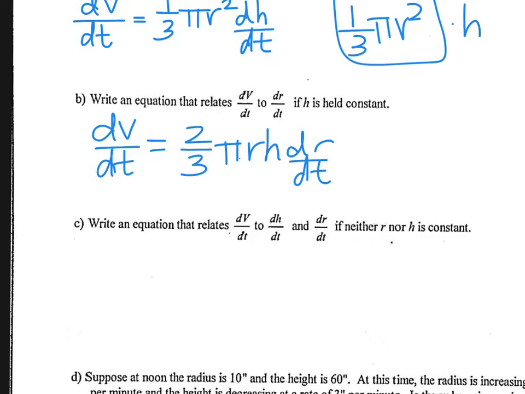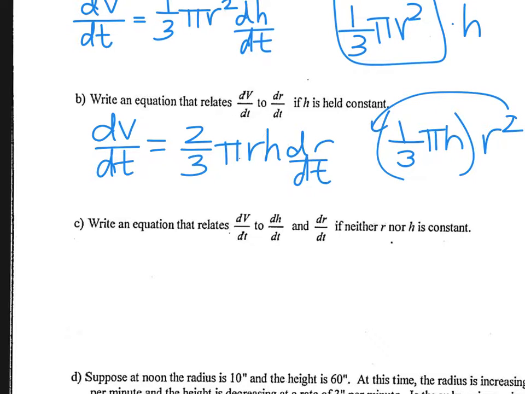h is a constant now. So you could think of this as 1/3 pi h times r squared. So you're bringing the 2 down front, subtracting 1 off, but then you have to put the dr/dt, because it's not the derivative of volume with respect to r, it's dr/dt now.